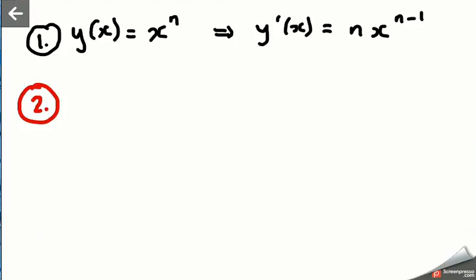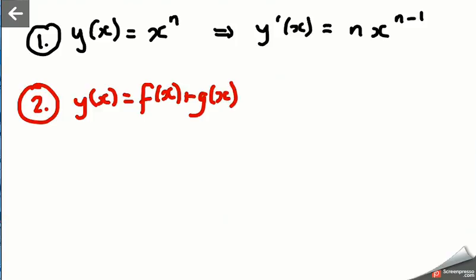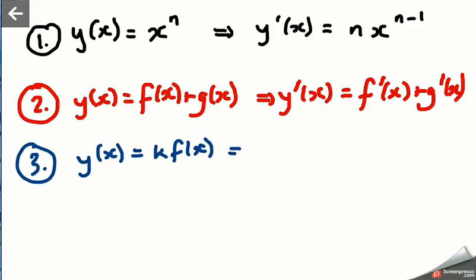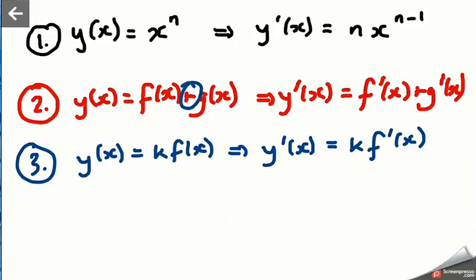The second thing we learned is that if y of x equals f of x plus g of x, then y prime of x is equal to f prime of x plus g prime of x, assuming these things can be differentiated. And the third thing we learned is that if y of x is equal to k times f of x, then y prime of x is equal to k times f prime of x. So we can ignore the addition sign. The addition sign just hangs out right where it is. And we can ignore the multiplication. That just hangs out where it is as well.